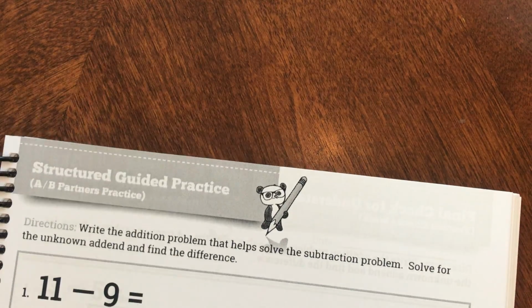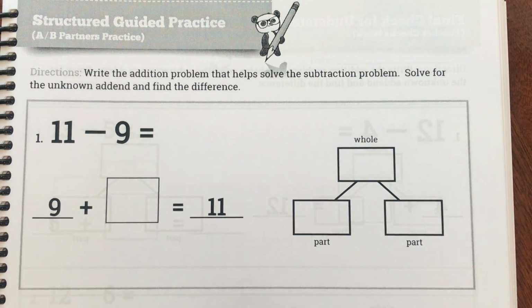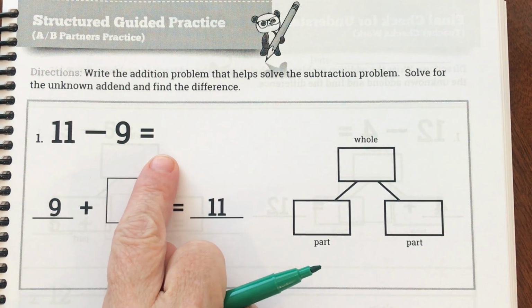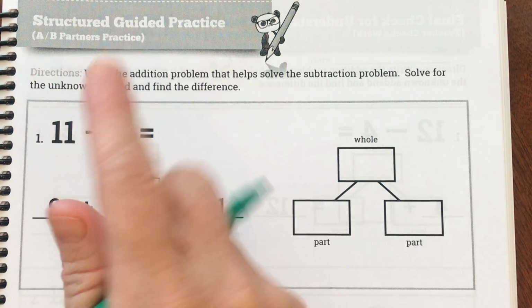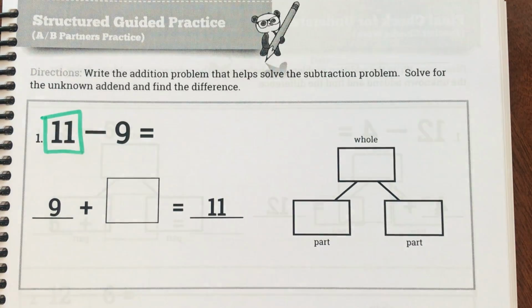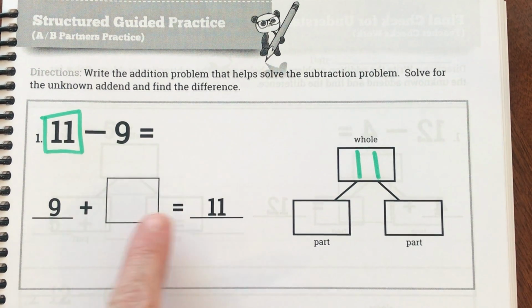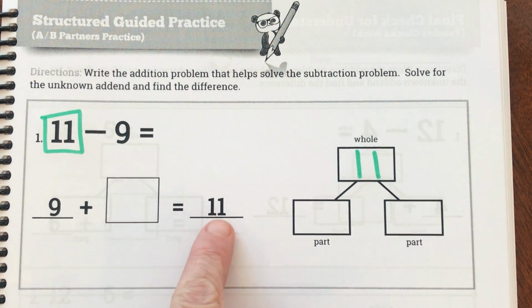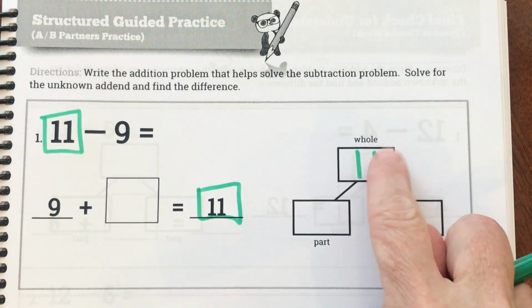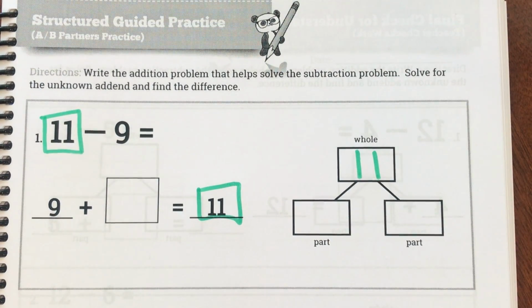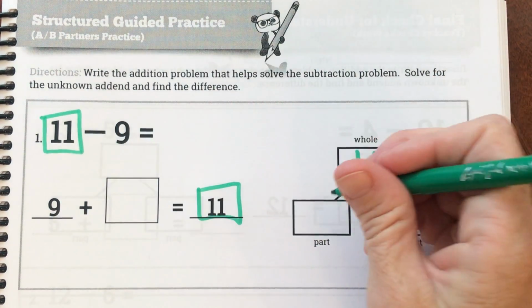We are on page 36 of your student journal, page 36. And here's our first problem. Okay, 11 subtract 9. Well, in a subtraction problem, our minuend or our starting number is our whole. We also have 9 plus unknown equals 11. And in an addition problem, our sum equals 11. So we know our whole is 11. And then we know one of our other numbers is one of our parts.